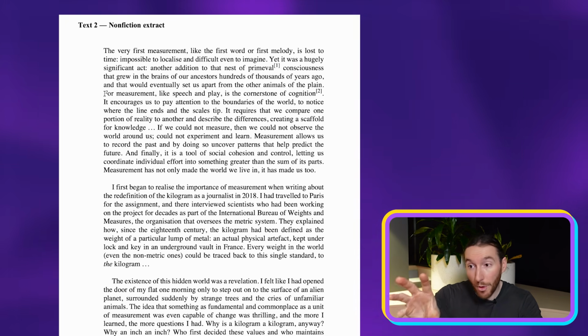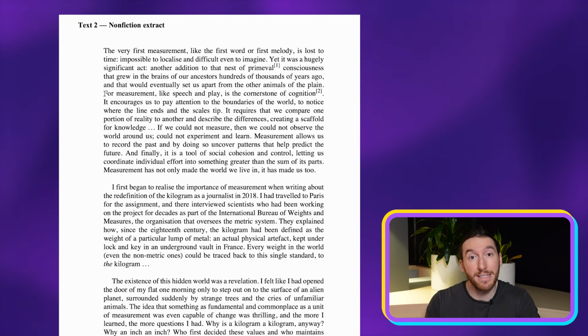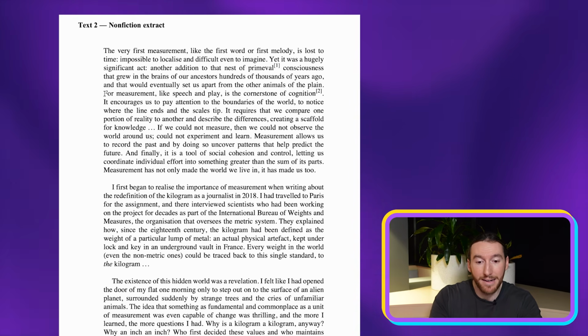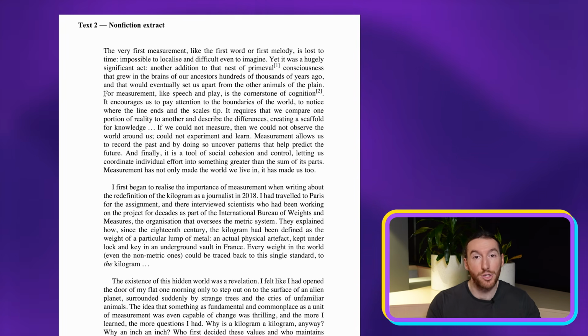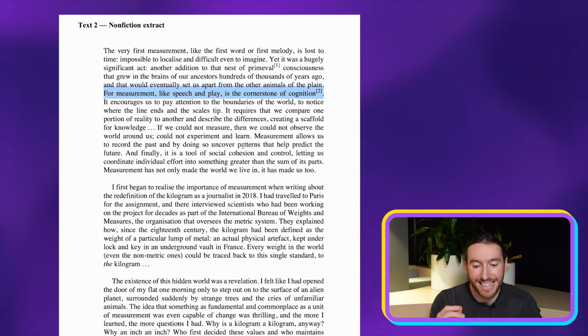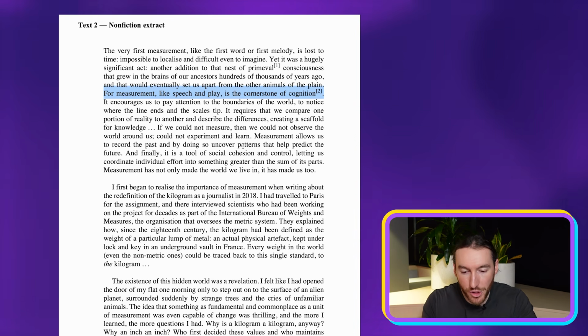I know I've said go and look at different sections so that they're making different points and you're not repeating yourself, but if you can find a couple of things at the beginning and then fast forward to somewhere later in the text for the next point, that's good as well, as long as you're not repeating yourself. So for measurement, like speech and play, is the cornerstone of cognition. Okay, so a couple of things there.